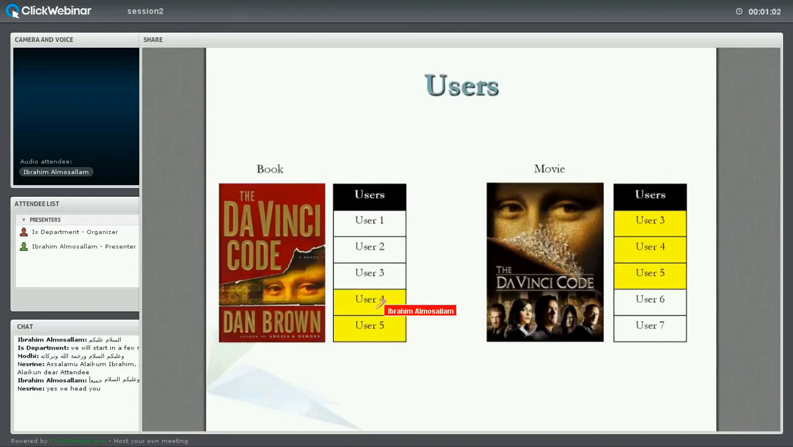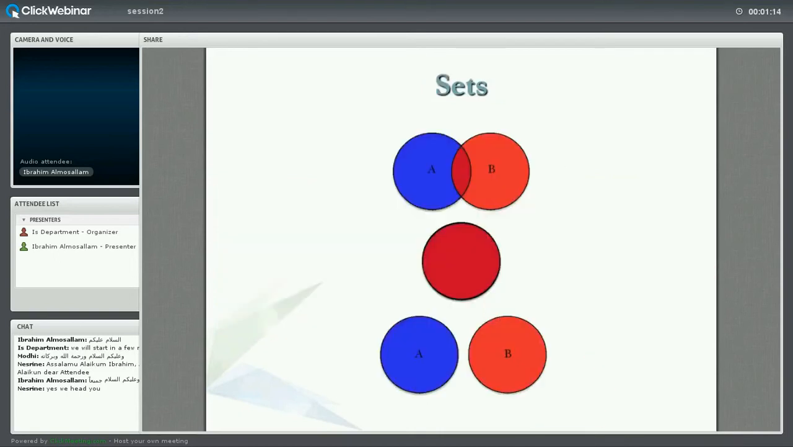So users number 3, 4, and 5 both saw the movie and bought the book. I forgot to highlight 3. And if you have multiple items, now you can use set similarity measures to compare between them. So obviously, the larger the intersection, the closer the two items are.